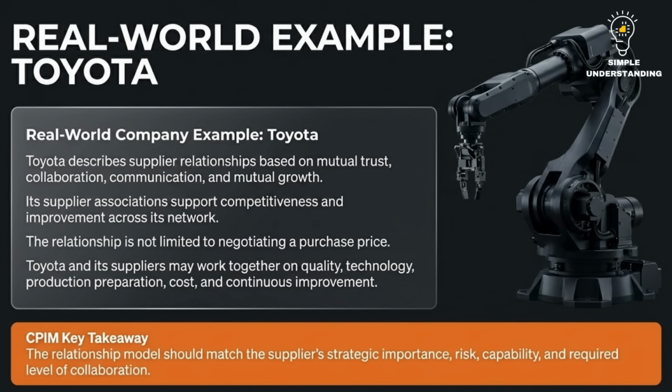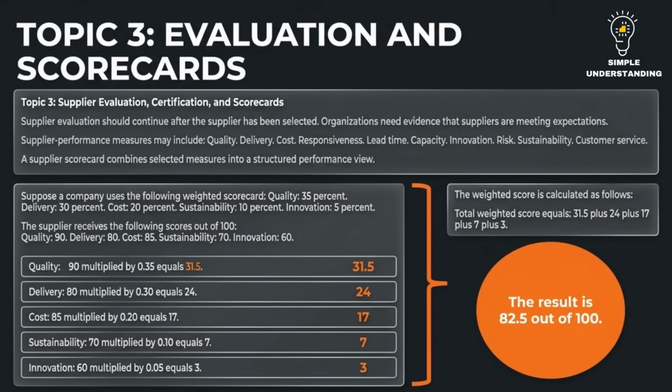CPIM Key Takeaway. The relationship model should match the supplier's strategic importance, risk, capability, and required level of collaboration. Topic 3. Supplier evaluation, certification, and scorecards.